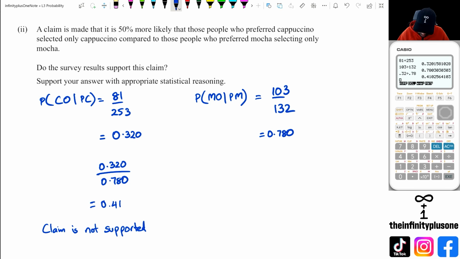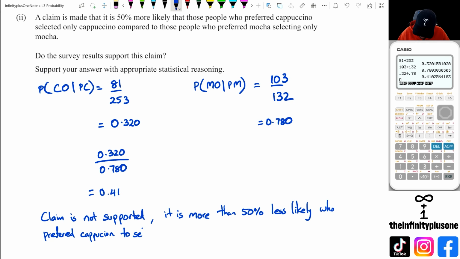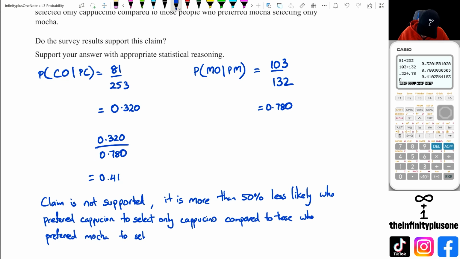and as results don't support this, you can say that. But you can kind of say it is more than 50% less likely, because it's actually reduced by almost close to 60%, for those who preferred cappuccino to select only cappuccino compared to those who preferred mocha to select only mocha.